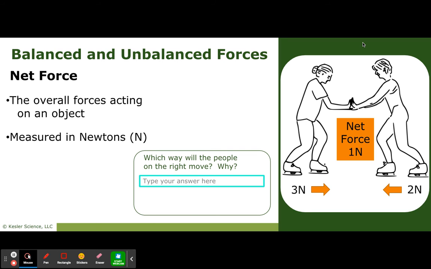Net force. The overall forces acting on an object. It is measured in newtons. Which way will the people move on the right?